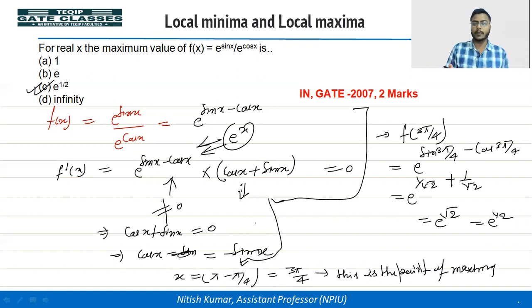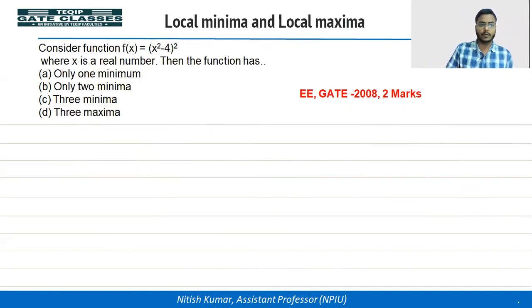Okay, because this is the point of maxima. Next question we have: consider the function f(x) = (x² − 4)², where x is a real number. Then the function has only one minima, or only two minima. That will depend upon how many stationary points we are getting, and at that stationary point what condition we are getting for the double differentiation. So that we can see here.